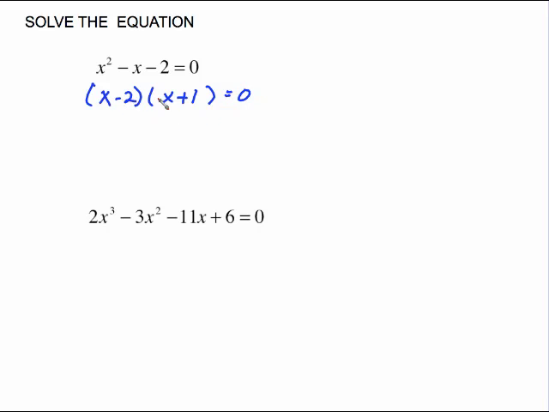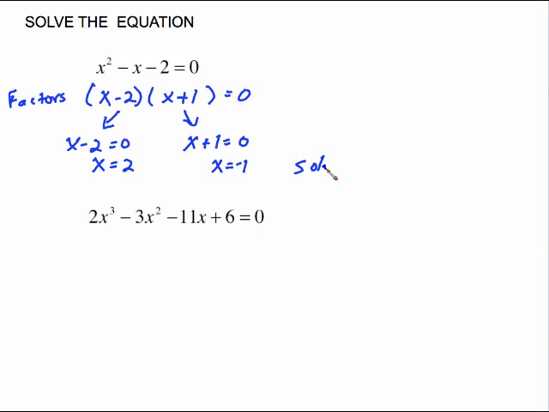Recall the terminology. These are called factors. X minus 2, x plus 1, they are factors. If we continue solving, set this equal to 0, set this equal to 0. We have x minus 2 equals 0, x plus 1 equals 0. Solve and we get x equals 2, and we get x equals negative 1. These are solutions. They are zeros, or they are also known as roots.